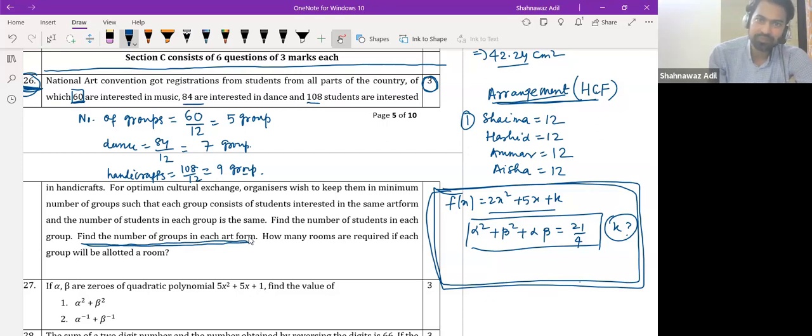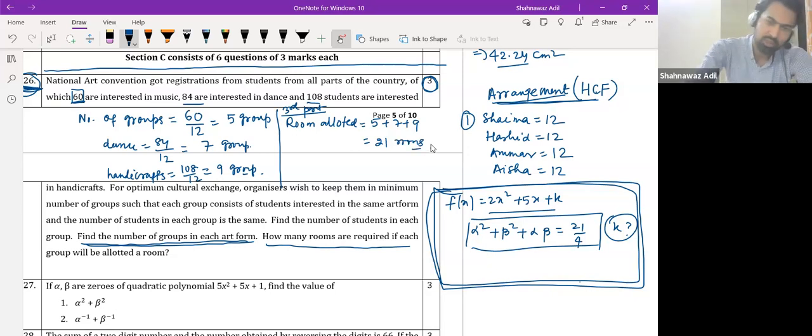Understood, everyone? Do we need to find the total 5 plus 7 plus 9? Absolutely right. Good. So the third part is that we have to find the room allotted. The room allotted is equal to the number of groups. So the third part of the question is room allotted, and this would be 5 plus 7 plus 9, so 21.